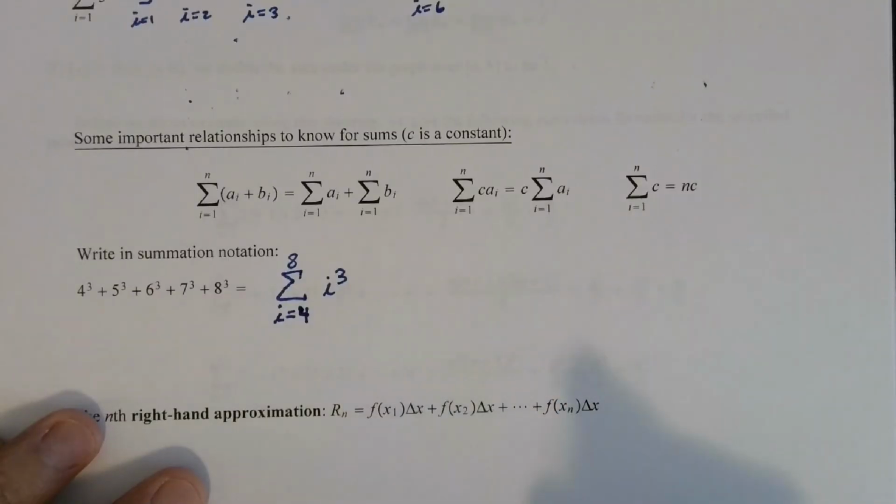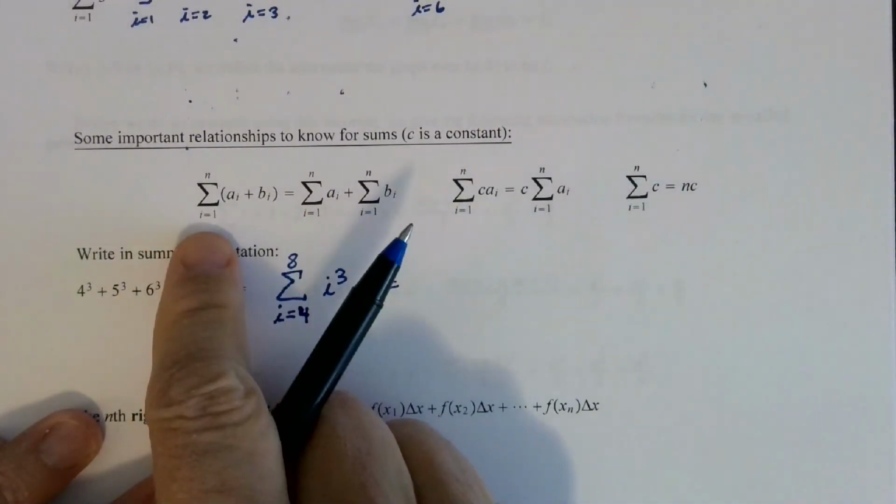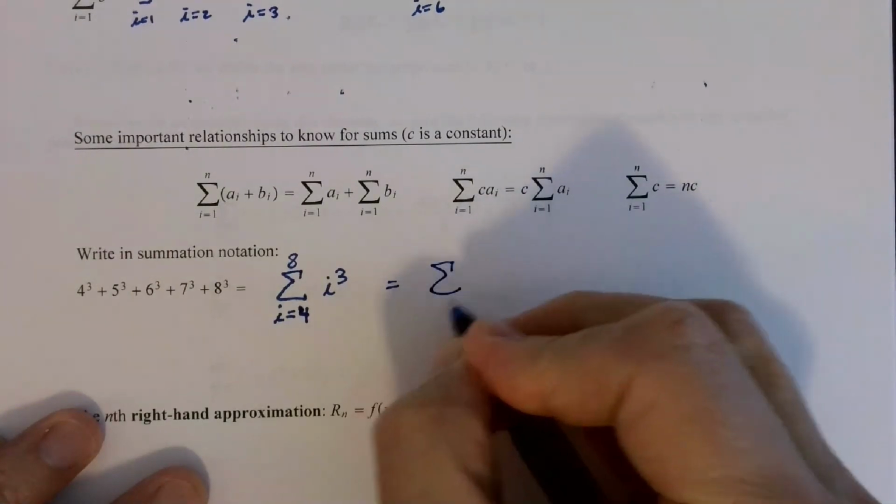But that's not the only way. What if you said all the other ones we started with i equals 1? Could we start with i equals 1?